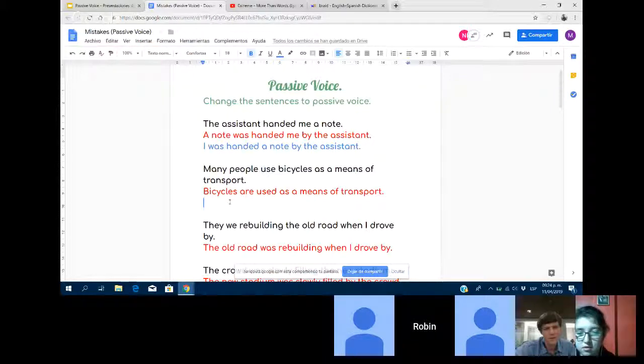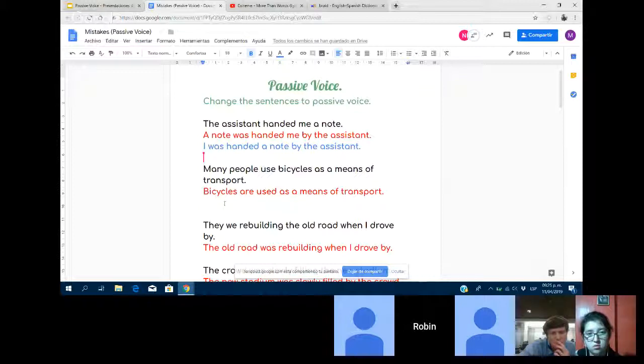So what is the next, Thomas? What is the correction? Many people use bicycles as a means of transport. Bicycles are used as a means of transport. No, man, I don't know.